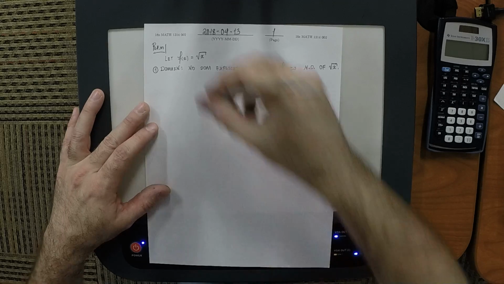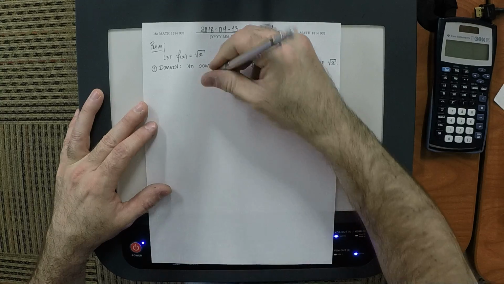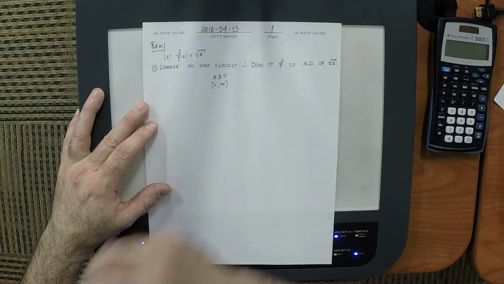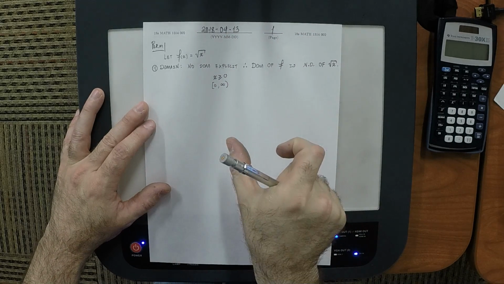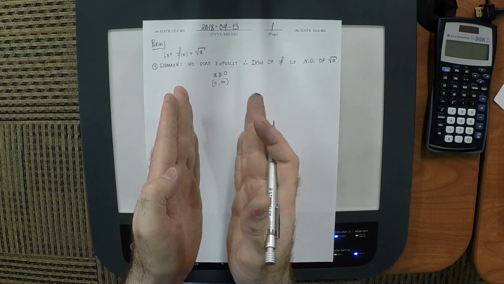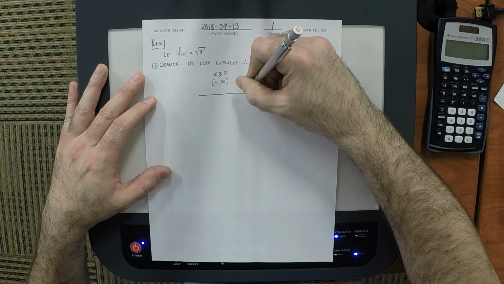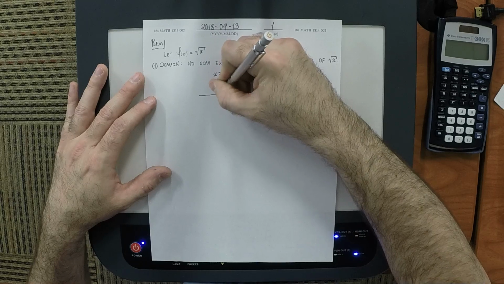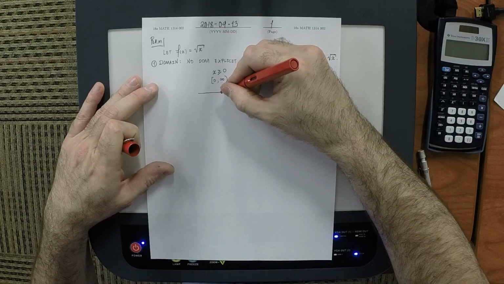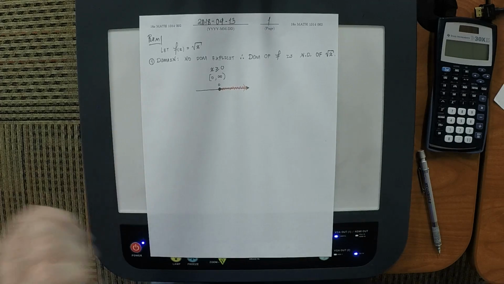Greater than or equal to 0? Correct. So x greater or equal to 0. As an interval notation, you could write 0 to infinity. And as a plot, you could just draw the part from 0 to infinity. But for reasons that will become clear in a minute, I'm going to draw the whole thing, but shade in the part that we're referring to. Okay, so that's the domain.